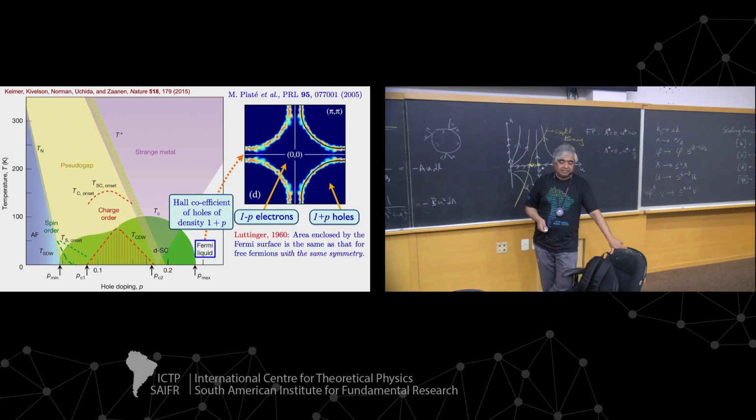And I've already mentioned this Luttinger theorem that the volume in which all the electrons are, in units where the area of this thing is 2, the area of the occupied state should be 1 minus p. And it is indeed 1 minus p, as measured from experiment. You also know p from the Hall coefficient. It all really hangs together beautifully.